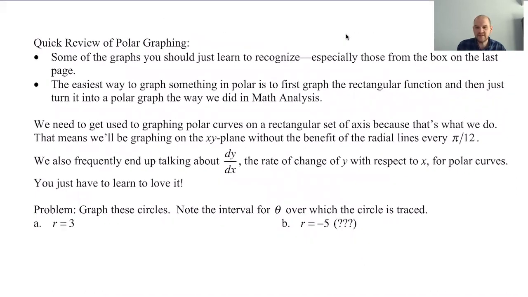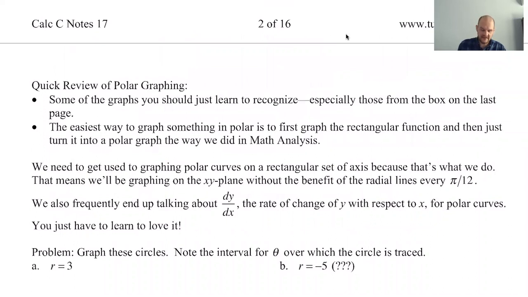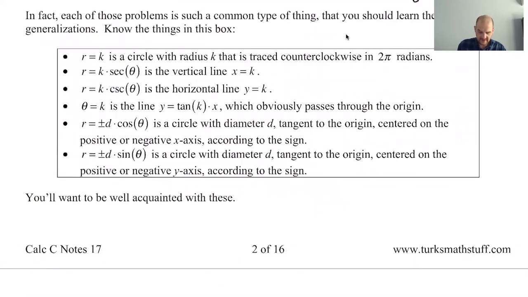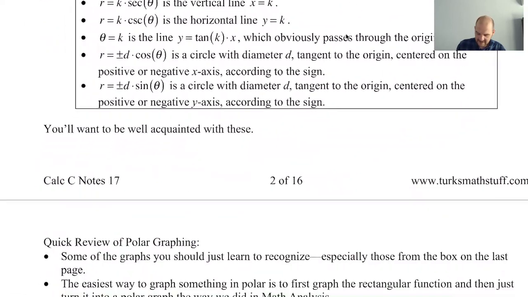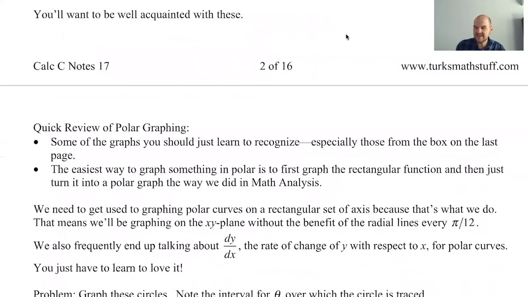So in the last video, we ended with a box of things. In the box of things, you've got circles, vertical lines, horizontal lines, lines through the origin, circles tangent to the origin. All of those you should know and recognize, because if you know and recognize them, things go really quickly and you don't have to spend any mental effort on them.